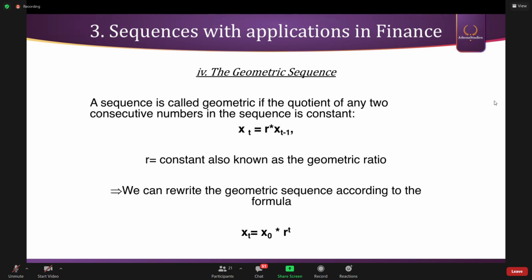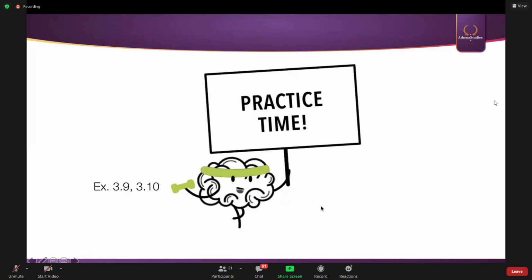If a sequence is geometric, so it has this constant quotient, we can rewrite the geometric sequence according to the formula xt is equal to x0, the initial value, this time the values start from 0, they don't start from 1 anymore, multiplied by the quotient to the power of the element in the sequence. Remember, we had a similar formula for the arithmetic sequence, only it contained summations. Here we have multiplication.